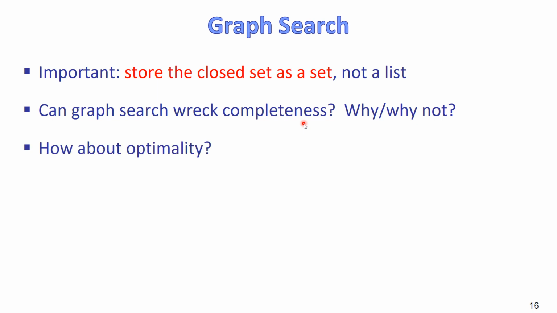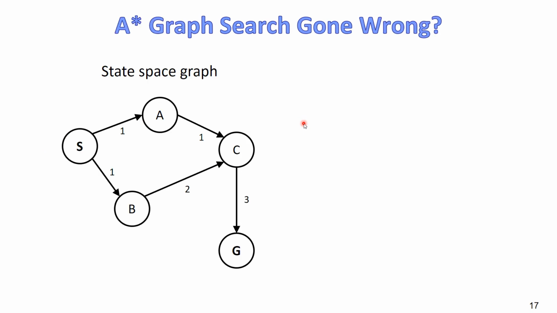Now, how about optimality? If the tree search would find the optimal solution, will graph search find the optimal solution? Here, the answer is not straightforward. Let's go through an example first and then think together about the situation.